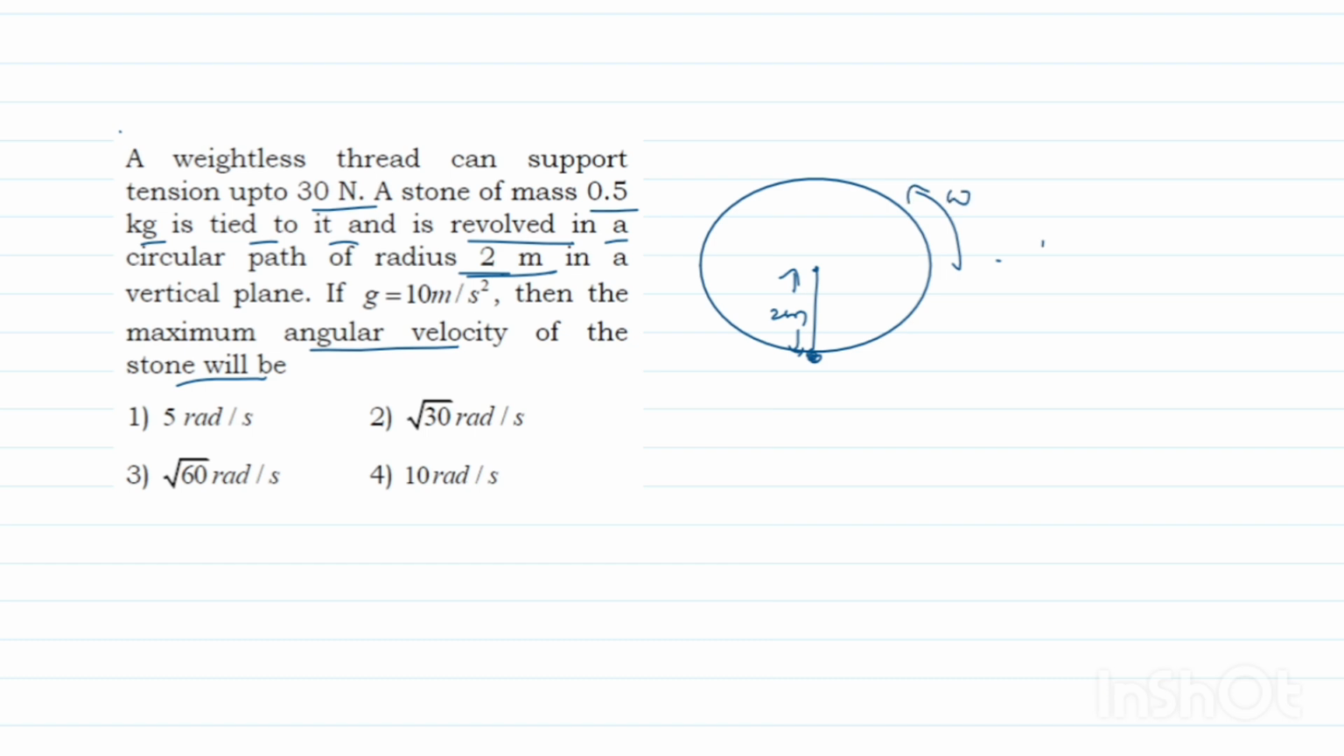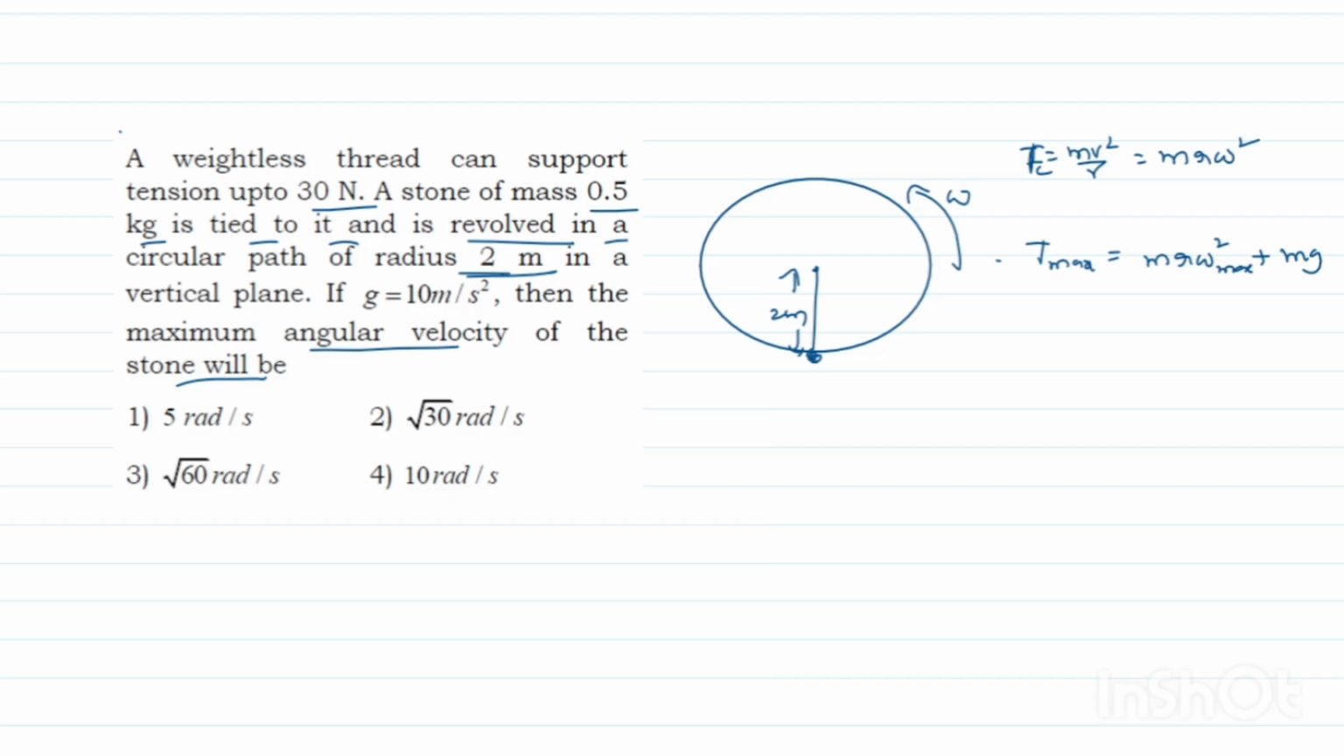So for the maximum angular velocity, the tension you get at the lowest point will be maximum. In terms of angular velocity, T is generally the centripetal force, and the formula is mv square by r. In terms of angular velocity you can write it as m r omega square. Now this is m r omega square, and this is the maximum value. At the lowest point you will get mv square by r plus mg.